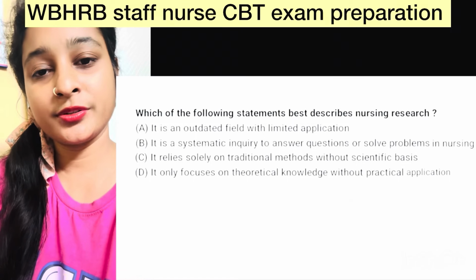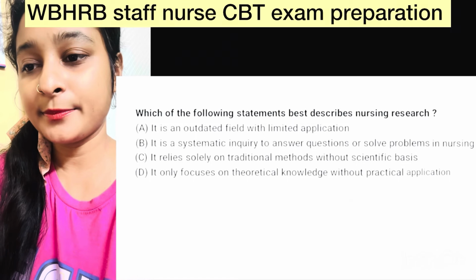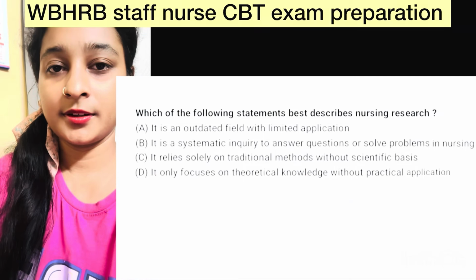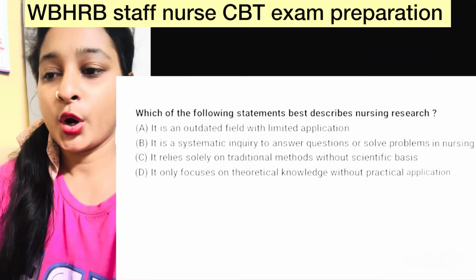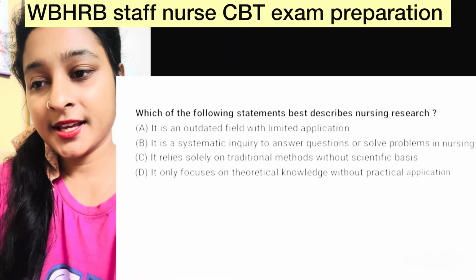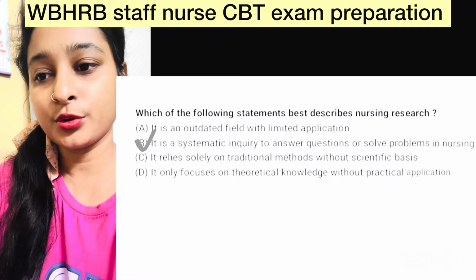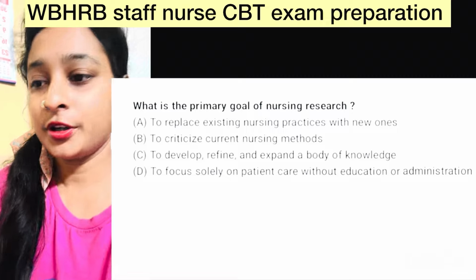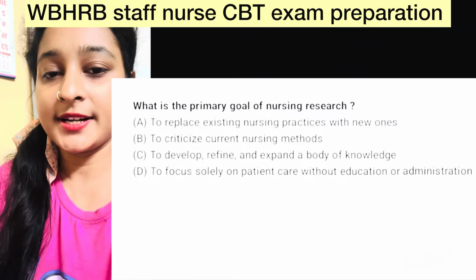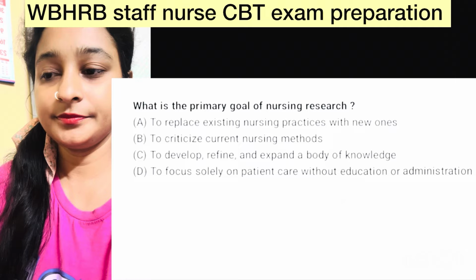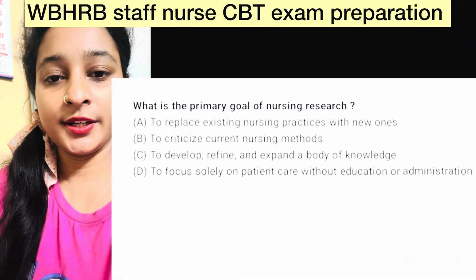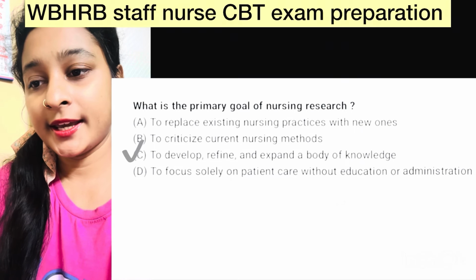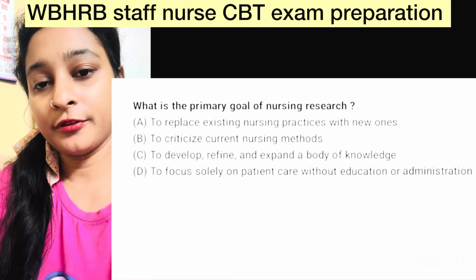Question number 3, which of the following statements best describes nursing research? Here, correct option is option B, it is a systematic inquiry to answer questions or solve problems in nursing. Question number 4, what is the primary goal of nursing research? Here, correct option is option C, to develop, refine and expand a body of knowledge.